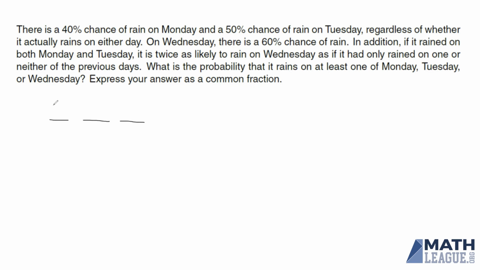So we know that the probability of rain on Monday is 0.4. And then on Tuesday, it's 0.5. So since we know both these probabilities, we can find that the probability that it rains on both days, Monday and Tuesday, is the product of these two. So 0.4 times 0.5, that's a 0.2 probability that it rains on both days. And then that means that there's a 0.8 probability that it rains on 0 or 1 of the 2 days.